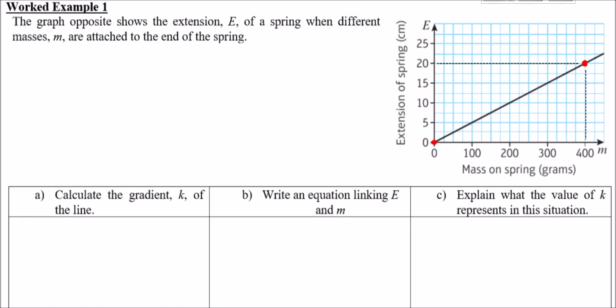we can now compute the gradient. So when m is 400, e is 20. So the gradient is the change in the vertical direction. I'll normally say change in y over change in x, but in this case it's change in e divided by change in m. So e has gone from 0 to 20, so k is going to be 20 divided by the change in m, and m's gone from 0 to 400, so 20 divided by 400, that simplifies down to 1/20th.